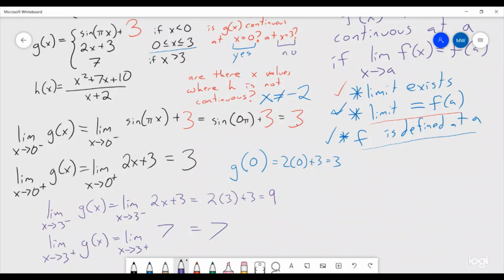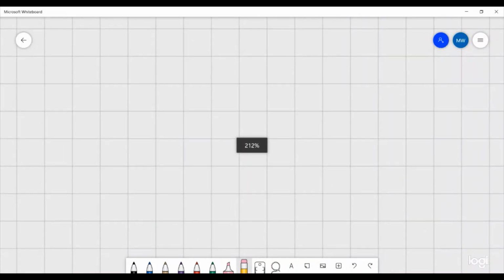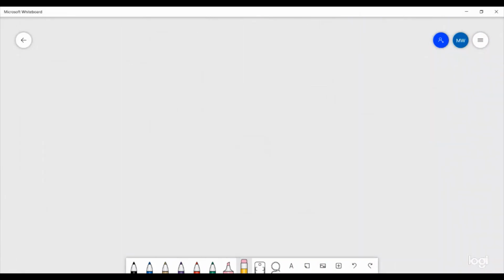So those are some of the different things that we could do. Let's do one more continuity example. Actually, let's do a few more so that we can have more than just one example. This might be something that you could be asked on a test.